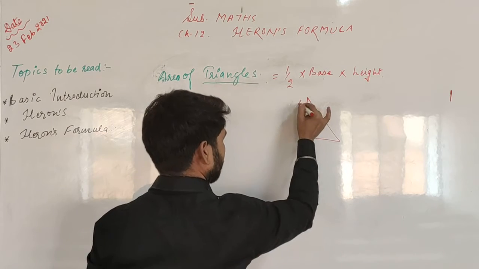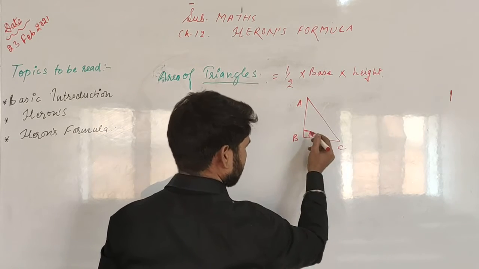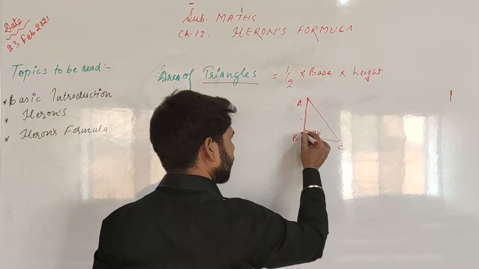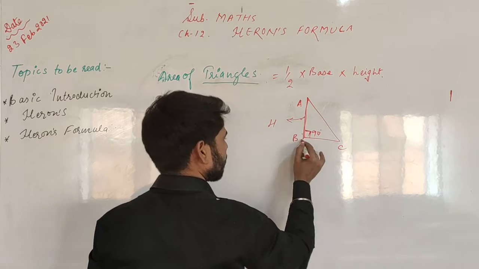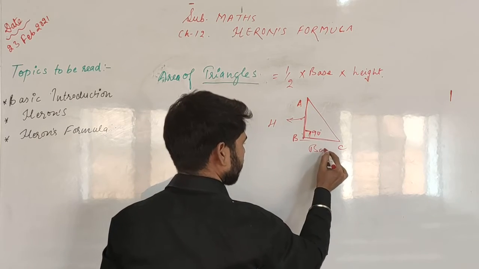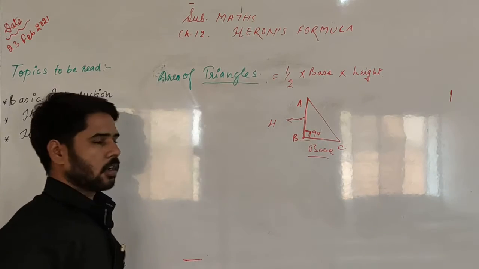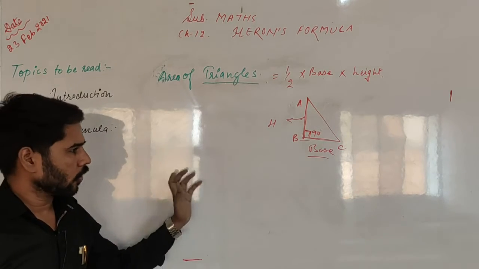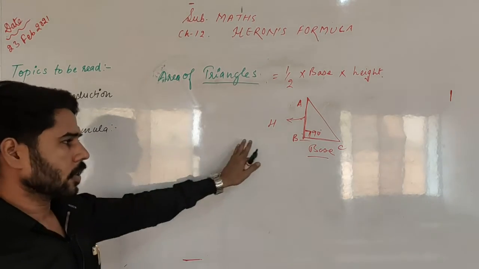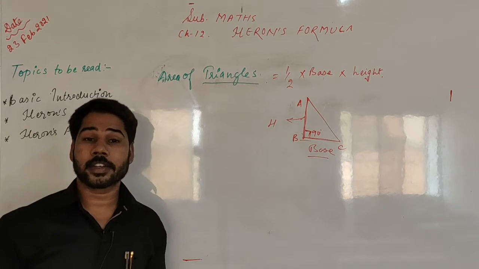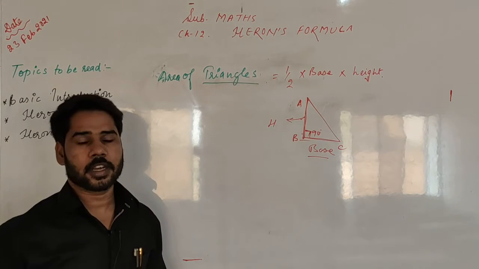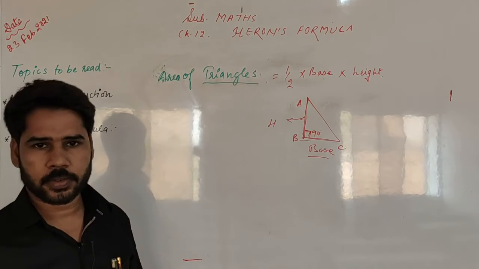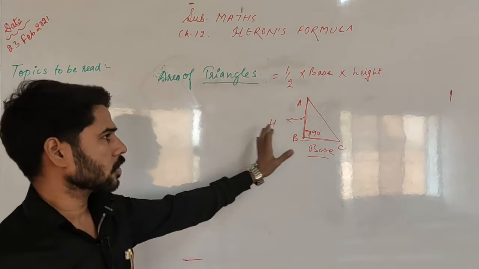That is called a right angle triangle. Here is triangle ABC. Here is a 90-degree angle. It is a right angle. This perpendicular is called height and this is called base. Okay. Now, one question arises here. If we talk about equilateral triangle, isosceles triangle, scalene triangle, what is the area of these triangles, if height is not provided?